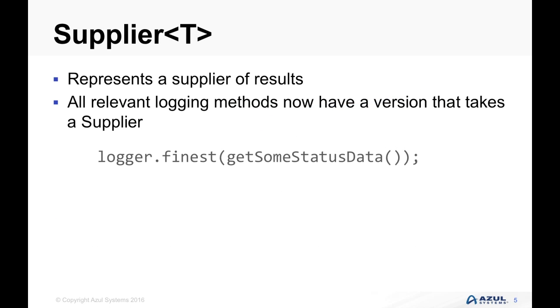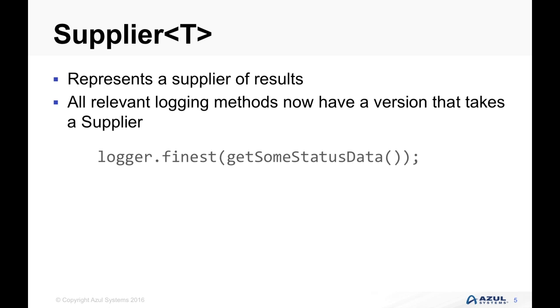Now in JDK 8, there is a functional interface called Supplier. Supplier is a very simple interface. It has one method which returns a value. It doesn't take any parameters, it just returns a value. And all of the standard logging APIs in Java have been modified so that in addition to having versions of the method that take a string, they also have versions of the method that take a Supplier. Supplier being a functional interface means we can use a lambda expression to represent it.